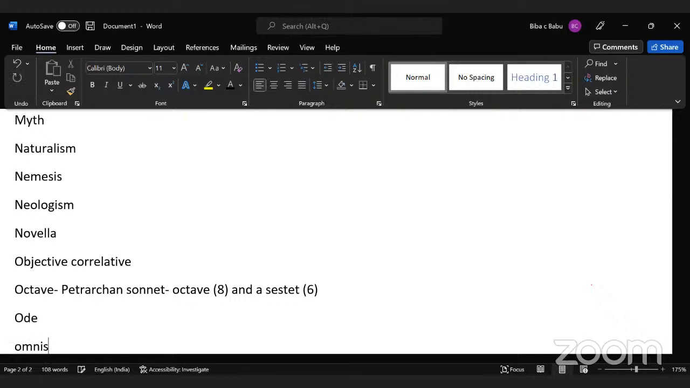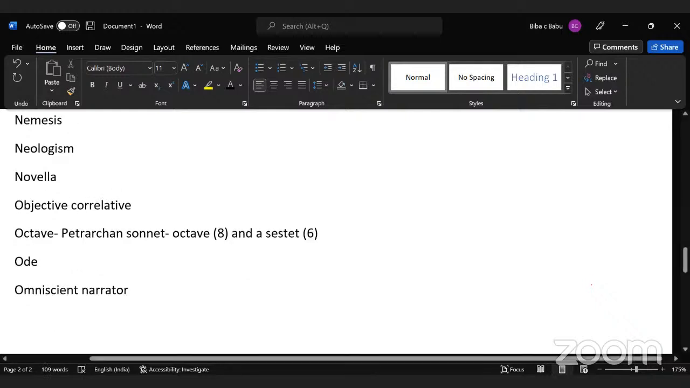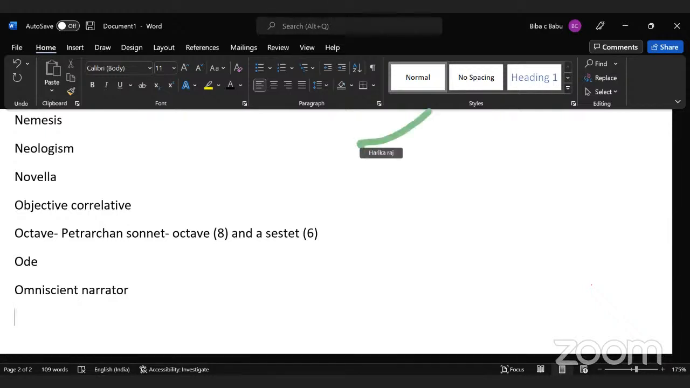Next is omniscient narrator. It is a narrator, the voice of a third person, and that person knows everything. That person knows the feelings and thoughts of every character in the story. Omniscient means we can't see that person.